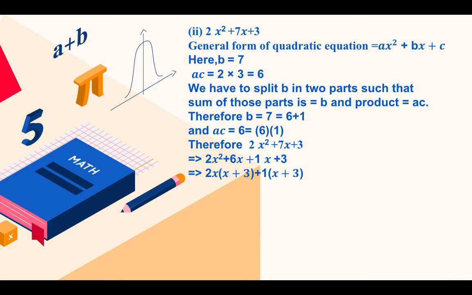Now I move on to the last two terms. In the last two terms, can I see anything common? Only 1 can be taken out common because I cannot see anything else. So I'll write it as plus 1 into x plus 3. Now I can see x plus 3 is common in both the terms. So I will take this x plus 3 common as a whole. So I'm left with 2x plus 1.